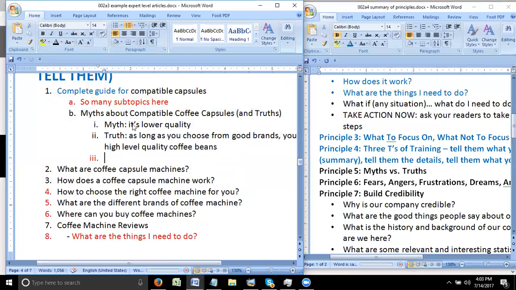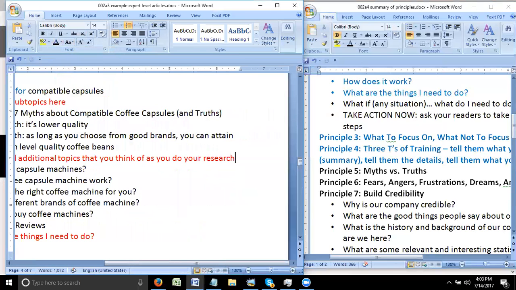There may be more myths and truths. You might go with 5, 7, 11, 17. So as you do your research, you might suddenly come up with an idea. So just add additional topics that you think of as you do your research.